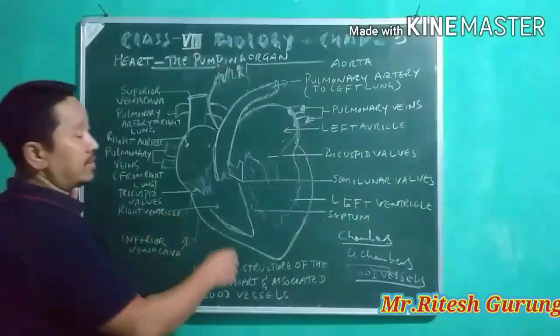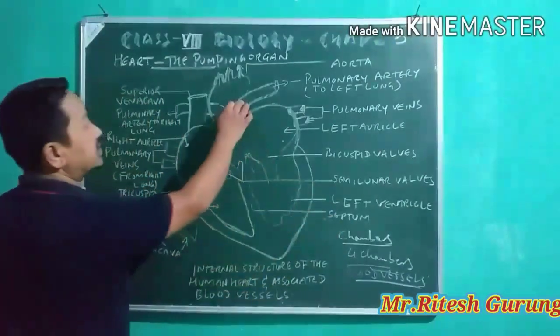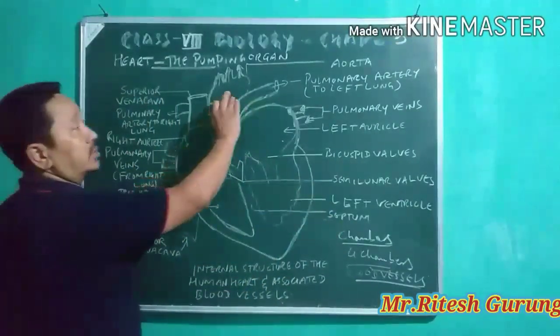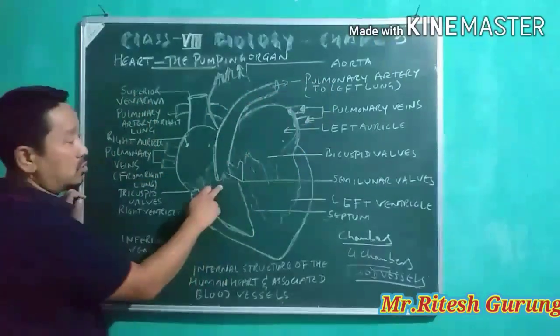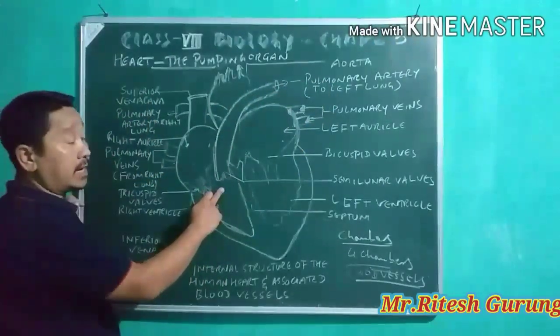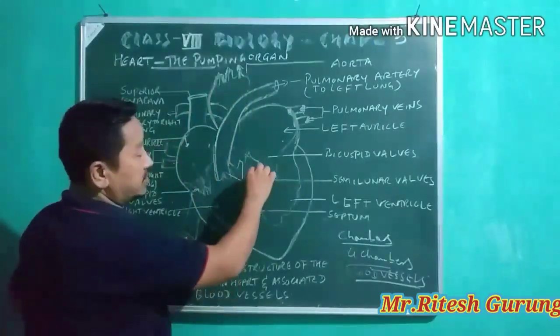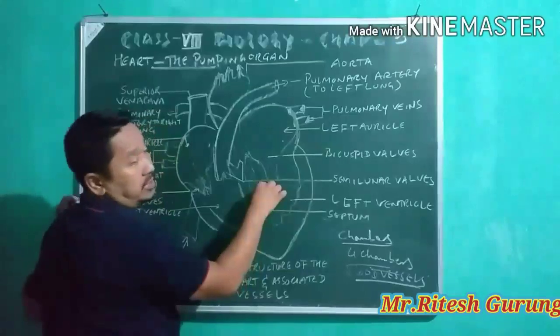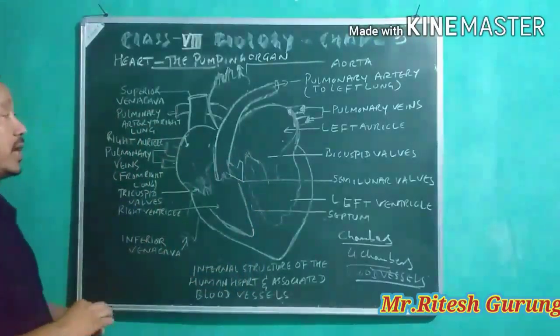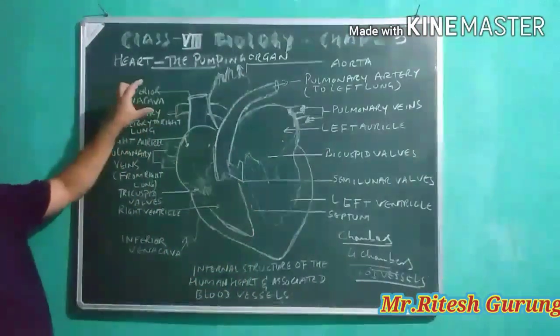I was talking about the blood vessels here. First, let me tell you about the pulmonary artery, which opens from the right ventricle, and then the aorta, which is the largest artery and opens into the left ventricle. Then we have two big veins here.